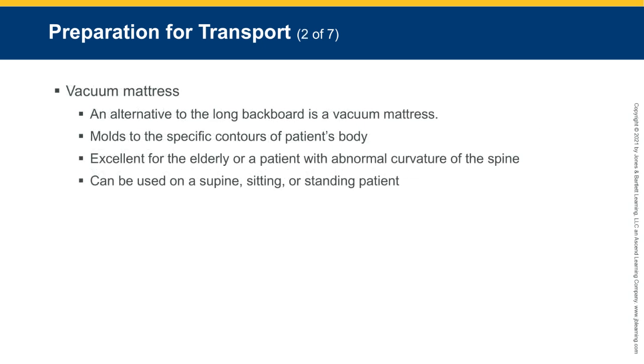Vacuum mattresses are an alternative to long backboards. They conform to the patient's body shape, providing excellent support. These devices are especially useful for elderly patients or those with spinal deformities. Vacuum mattresses can be used for patients in various positions, including supine, sitting, or standing.